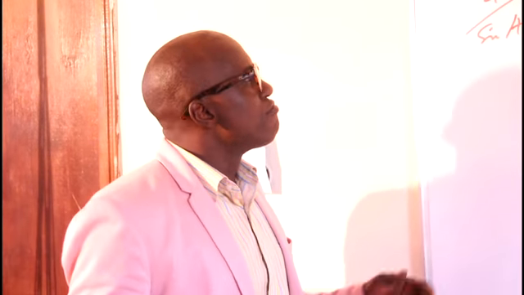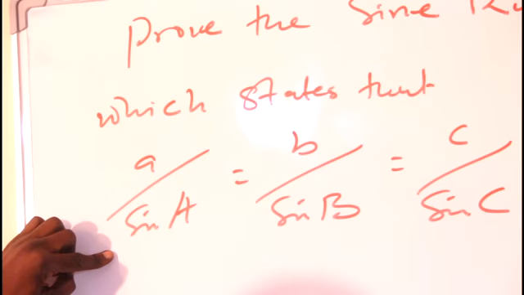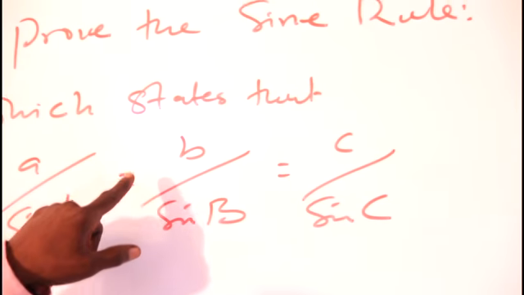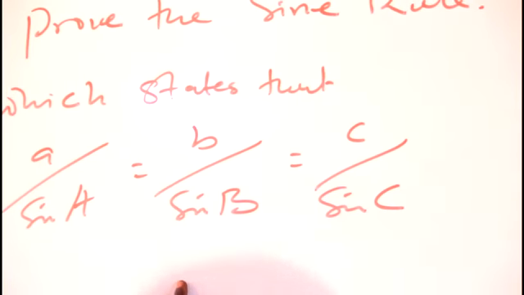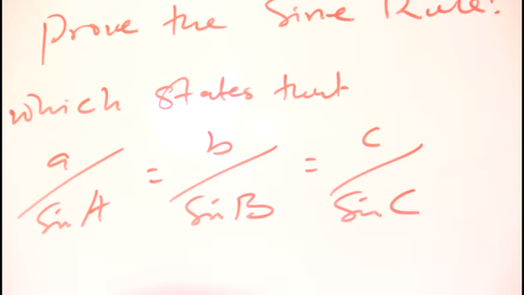Today we're going to prove the sine rule. The sine rule states that a over sine A is equal to b over sine B, being equal to c over sine C. So we want to prove that.